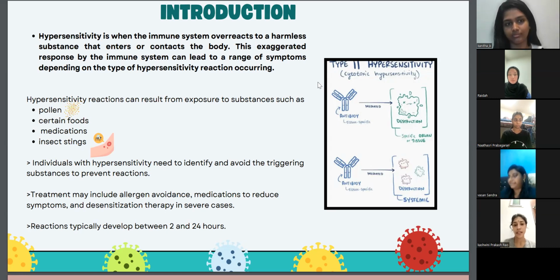Hypersensitivity reactions can result from exposure to substances such as pollen, certain foods, medication, and insect stings. Individuals with hypersensitivity need to identify and avoid the triggering substances to prevent reactions. Treatment may involve allergen avoidance, medication to reduce symptoms, and therapy in severe cases. Reactions typically develop between 2 and 24 hours.